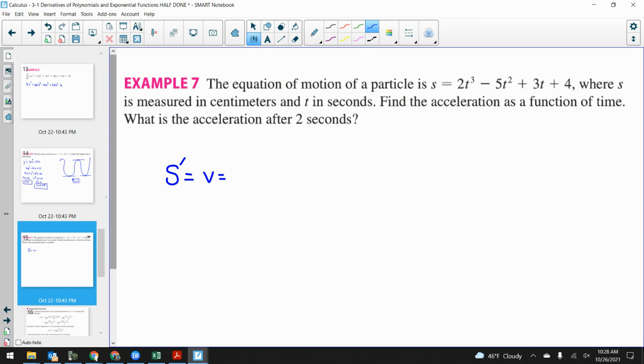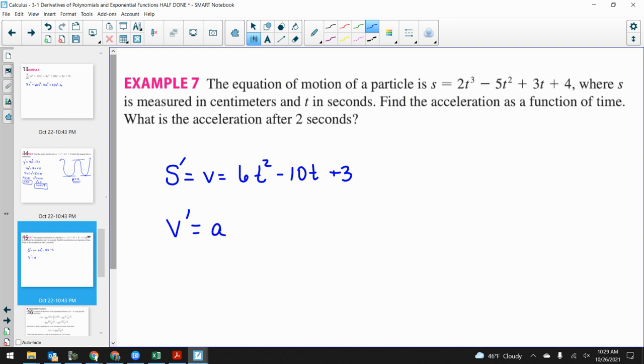Okay. Well, let's figure out velocity. 2 times 3, 6t squared minus 10t plus 3. What happened to my plus 4? It went bye-bye because it was just a constant. Okay. Well, what is the derivative of velocity? Acceleration. The derivative of position is velocity. The derivative of velocity is acceleration.